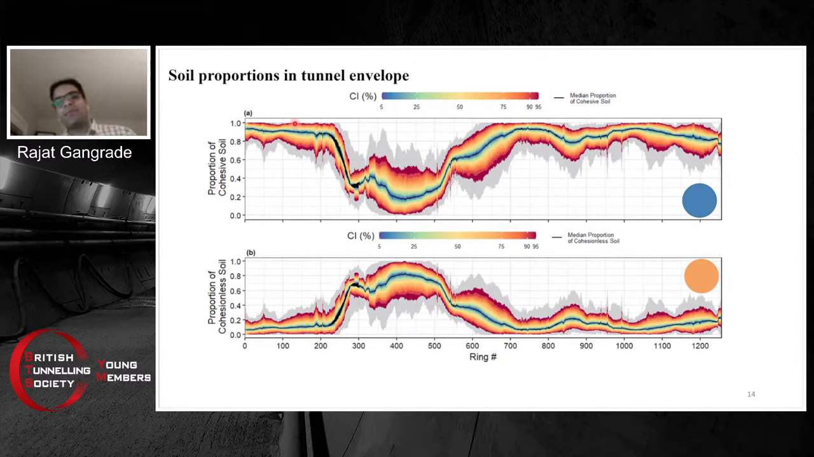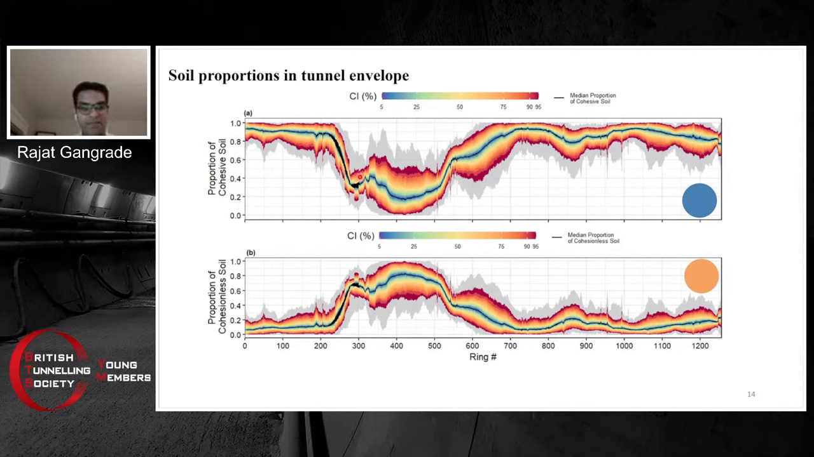So we understand by this that we are predominantly in cohesive soils at the start of the project, when we're tunneling from left to right. Now, as we progress, this proportion starts to dip. And we understand that we are encountering a different material, the cohesionless material. That's why you see this increasing. And we are into the cohesionless zone over here, and then we are back to the cohesive zone. The proportion of soil types helps us understand where the transitions could occur.